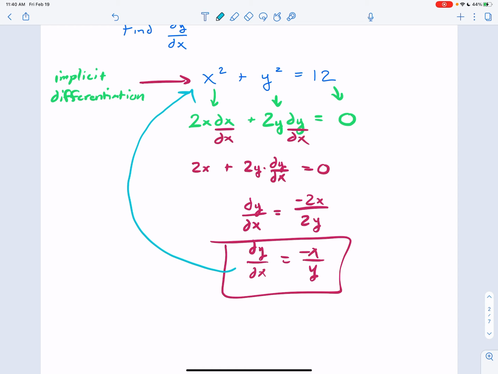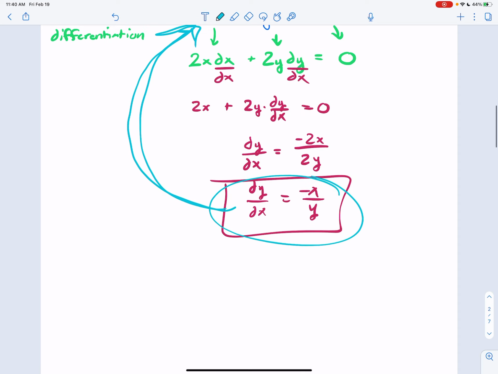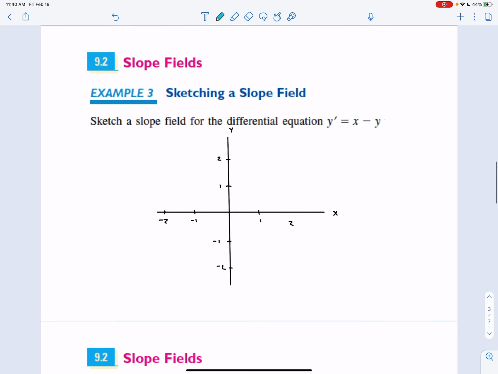So if I gave you a derivative, can I get a sense of what the original function, or equation at least, looks like? That's the idea. And this is what we call slope fields. It's a field of slopes. So go ahead and jot this one down here.